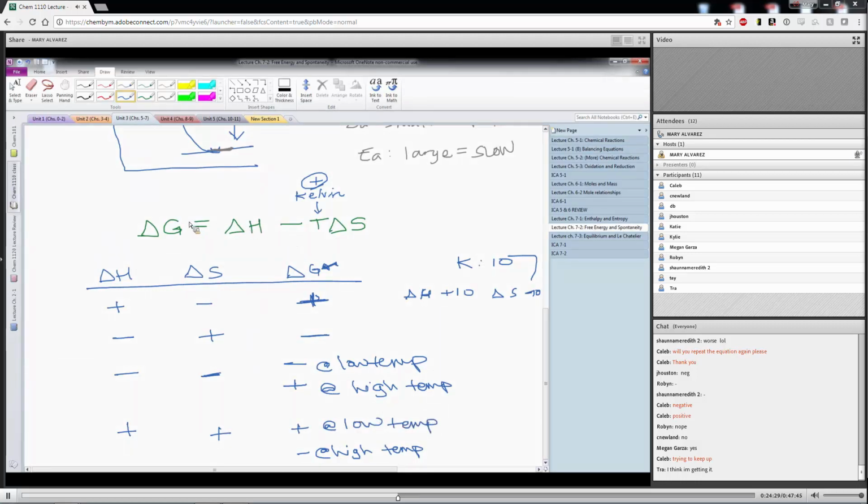I know you guys have all gone through the algebra to know that a positive times a positive is a positive. Positive times a negative is a negative. Subtracting a negative would make that positive. That's essentially all we're doing here.